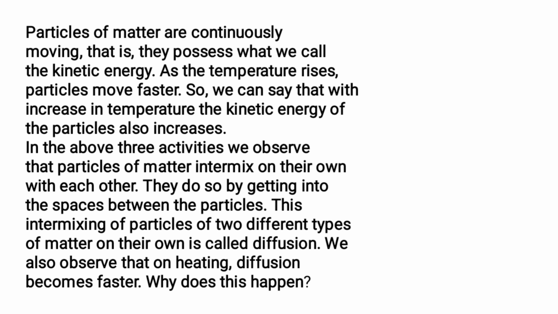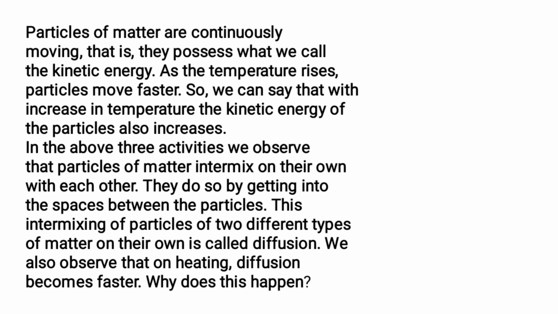They do so by getting into the space between the particles. As in the first chapter, we saw that particles have space between them. So the particles of one matter get into the particles of another matter as they have space between them. This intermixing of two different types of matter on their own is called diffusion. What is diffusion? When the particles of one matter get intermixed into the particles of another matter on their own, this process is called diffusion.